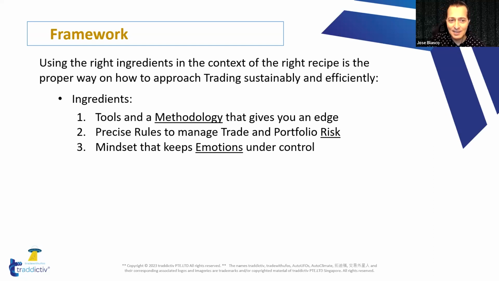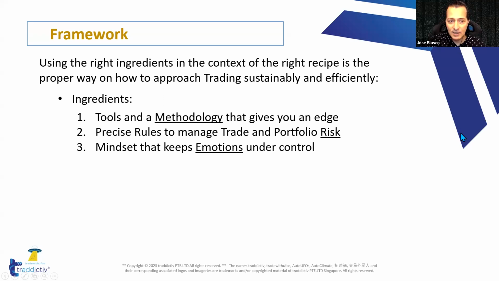So what else do we need from an ingredient point of view? We need precise rules to manage the trade and the portfolio risk, okay? So managing risk is very important. When we lose, we want to lose in a way that is limited. When we profit, we want to profit in a way that is predetermined and is as generous as possible.